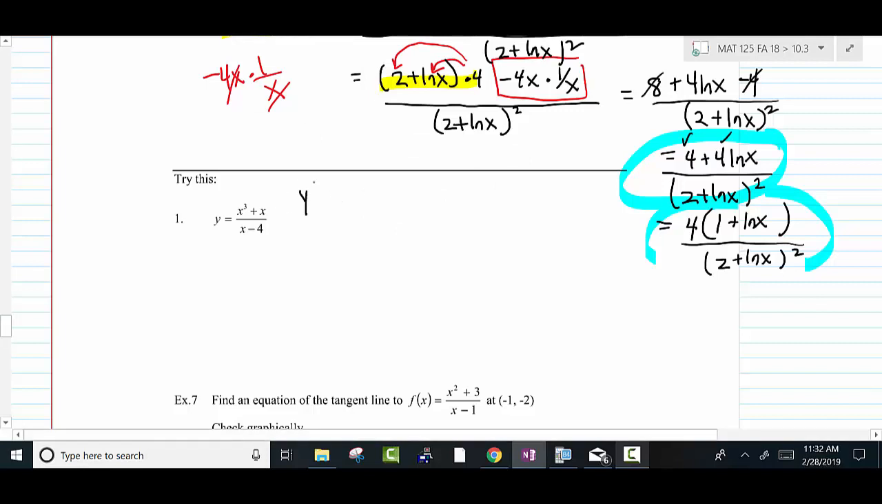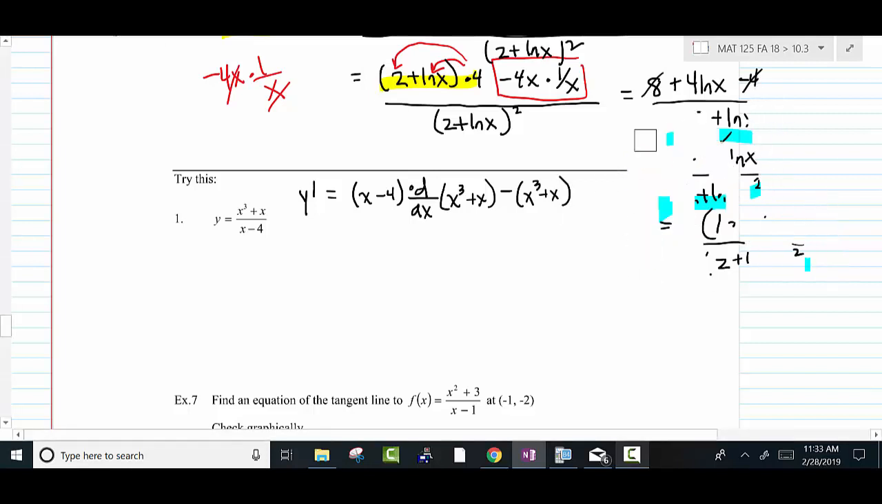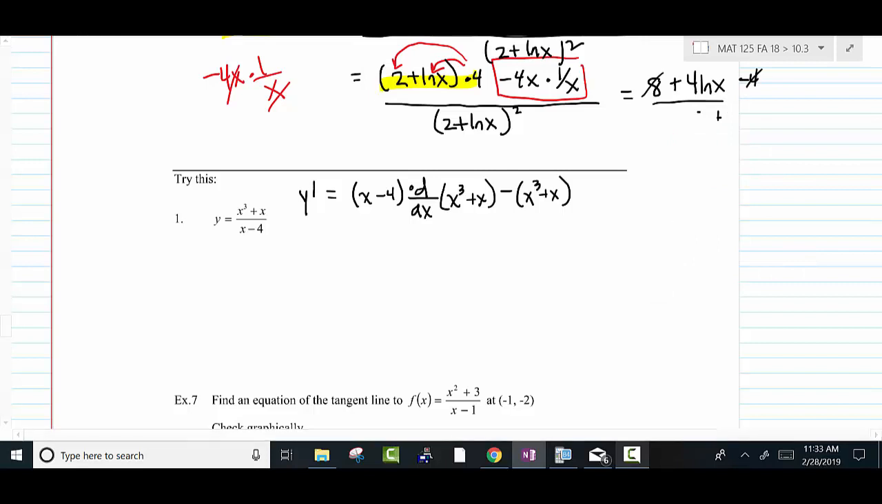So first thing, let's just make sure you got it set up. A lot of you aren't putting parentheses around x minus 4. You have to do that. Then we do the derivative of the top, and you have to put parentheses there. And then it's minus the top, x cubed plus x. And then it's going to be times the derivative of the bottom. And then it's the bottom squared.